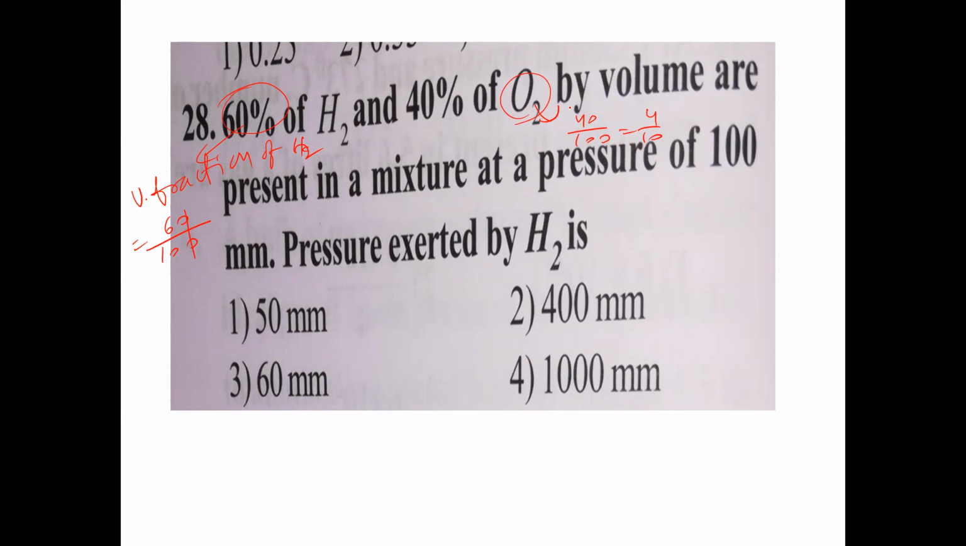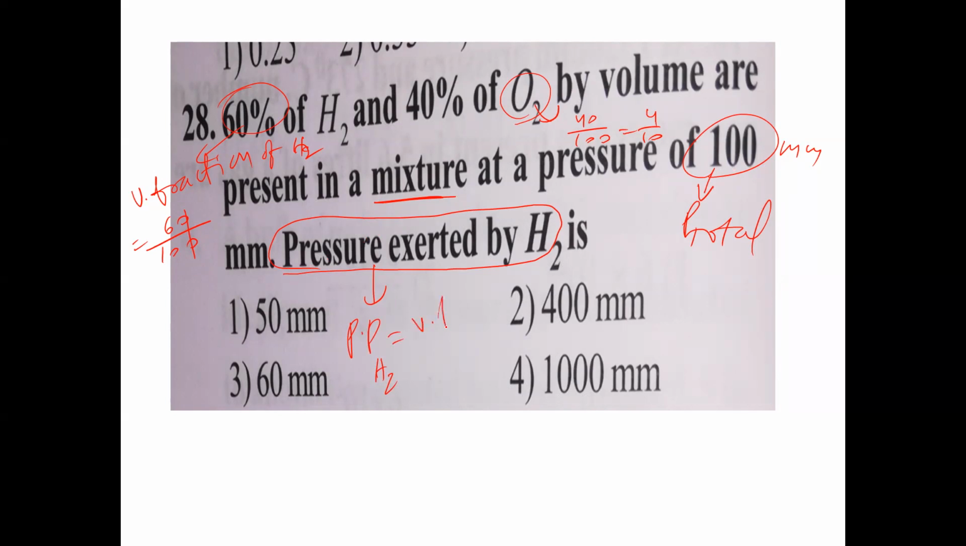Volume fraction of H2 and volume fraction of oxygen are present in a mixture of two gases, oxygen gas and hydrogen H2 gas, at a total pressure of 100 mm. So P total, the total pressure of the mixture, is 100 mm. Now, the pressure exerted by only H2 means partial pressure. They asked for the partial pressure of H2. It is the volume fraction, otherwise the mole fraction. Here we don't know the mole fraction, so we take volume fraction into total pressure.